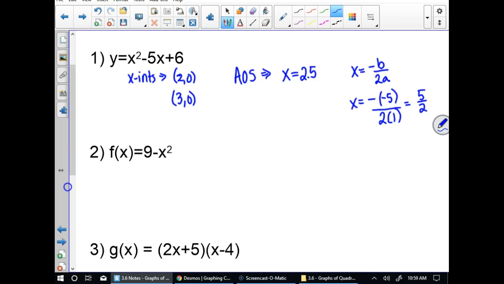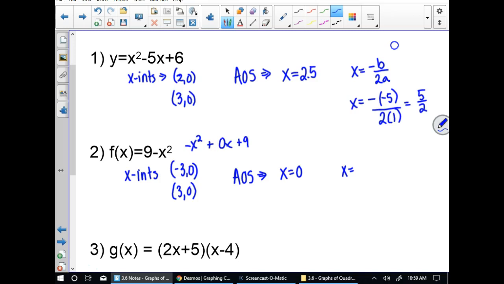On 2. The x-intercepts for that one were at negative 3, 0, and 3, 0. What is halfway between negative 3 and 3? 0. So our axis of symmetry is x equals 0. Or if you use negative b over 2a, x equals, what is your b for this one? It is not 1. Because if we write this in order, we'd have negative x squared, we don't have any x's, plus 9. So that would be negative 0 over 2 times negative 1, which is just going to give you 0. So if you're missing that middle term, then that b is 0. Anytime you're missing any term, if you're thinking like a quadratic equation, it's a 0 that you're going to use for that term.